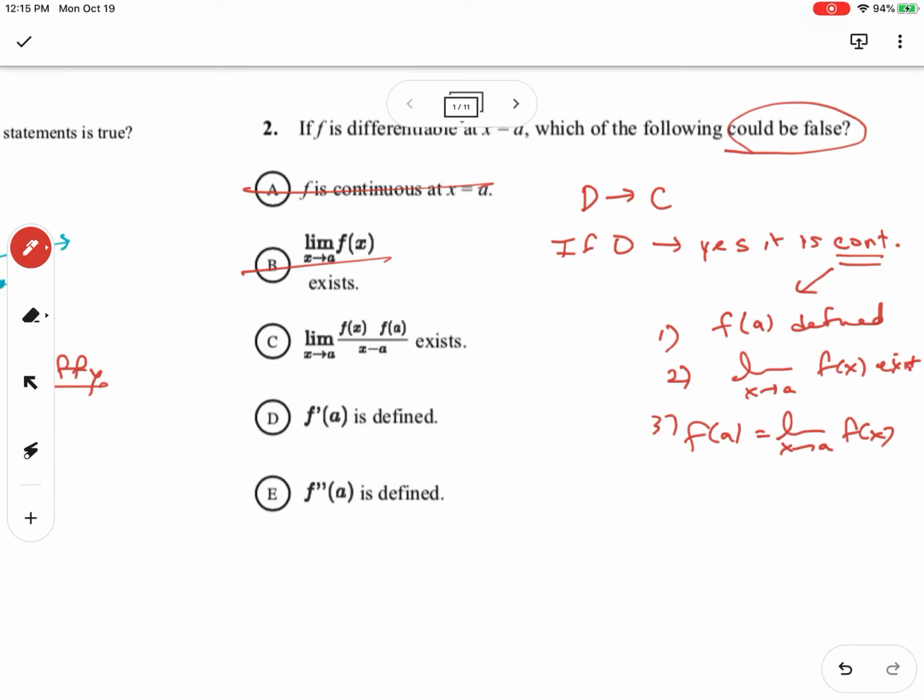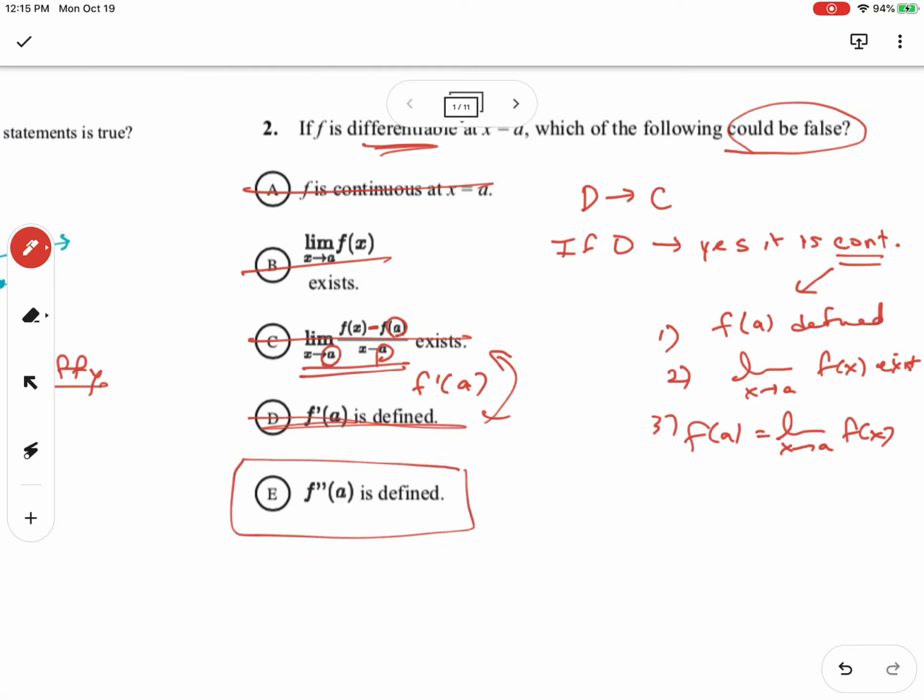And that is all of this business right here, right? Well, actually, that's not all. It's only 2 of them. But this right here is the limit definition of a derivative. And this one would actually be f prime of a, and that's the very definition of differentiable. And then these 2 are basically interchangeable. So my only last option here is that f double prime of a is defined. That one could potentially be false.